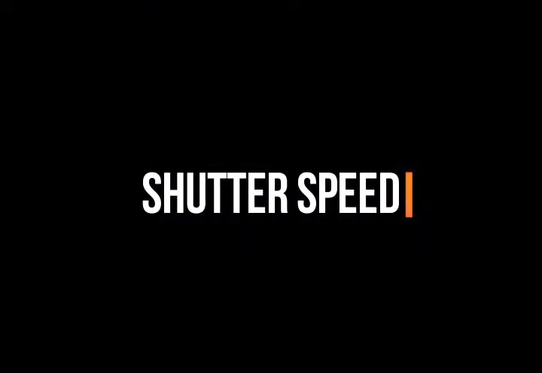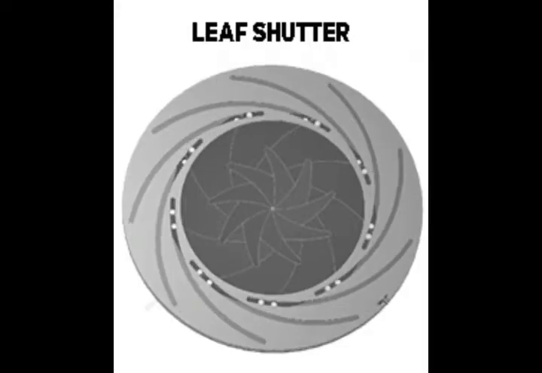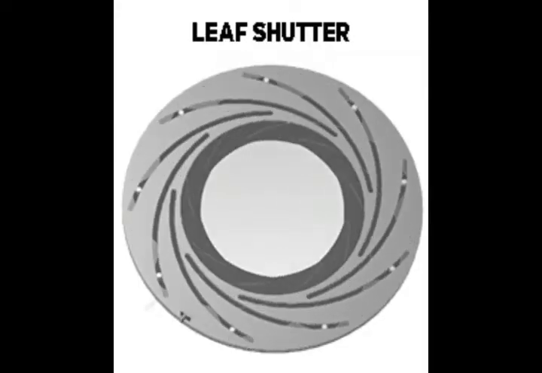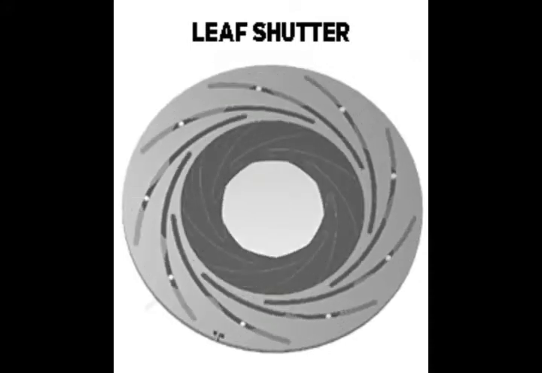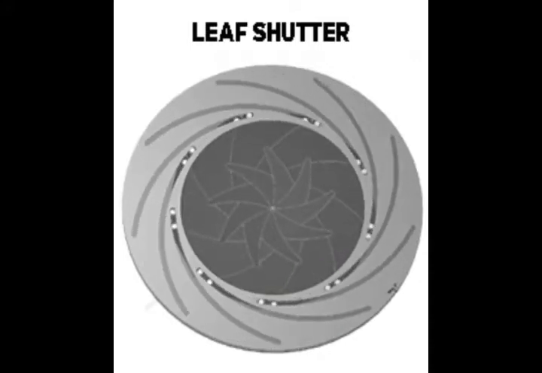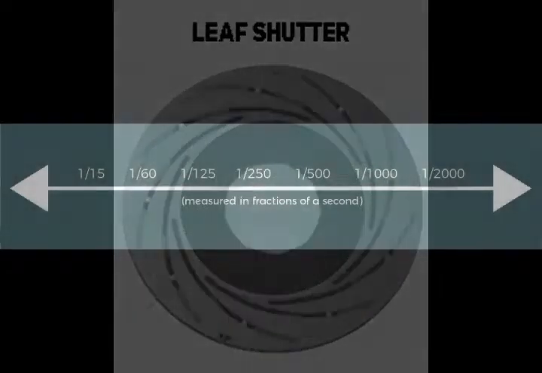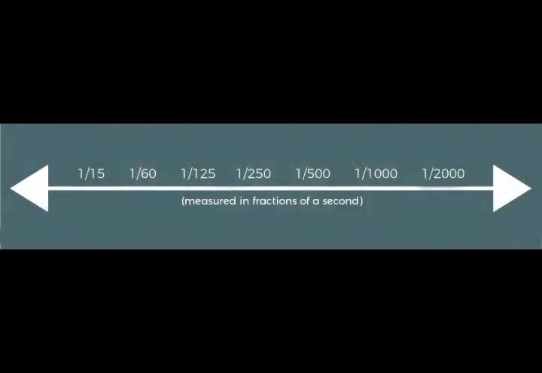Very closely related to ISO is shutter speed. The shutter speed is the length of time that the camera shutter is open to take the photograph, or the length of time that the sensor is exposed to light. The shutter speed is measured in tiny amounts of time, just a fraction of a second.